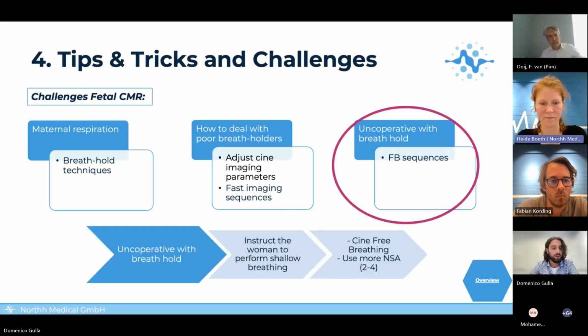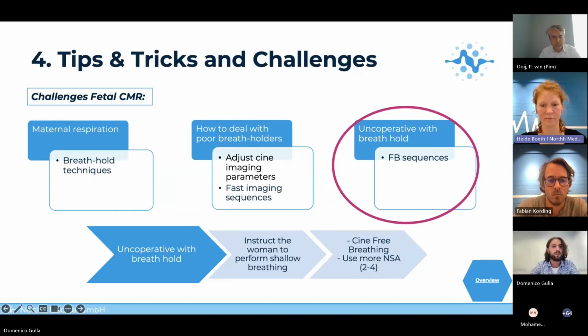Regarding the uncooperative patient with the breath hold, in this case, it's important to give an instruction to the woman to perform shallow breathing, and we can use the cine free breathing using more averages, NSA from 2 or 4.